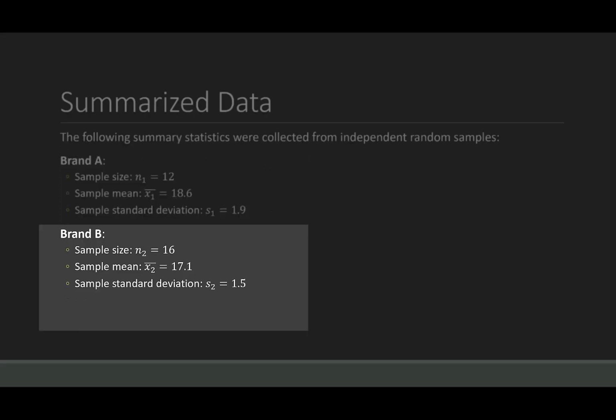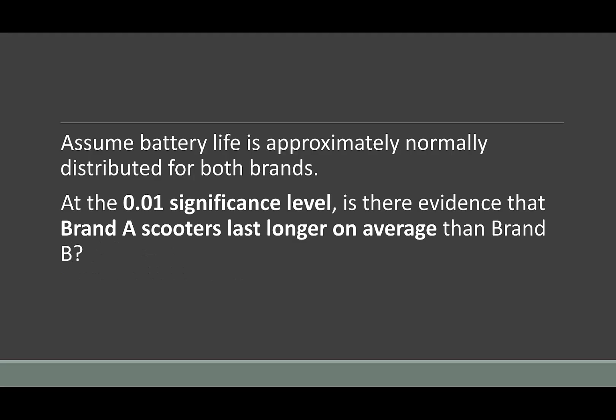For brand B, the sample size n2 is 16, the sample mean, x2 bar, is 17.1, and the sample standard deviation is 1.5. Assume the battery life is approximately normally distributed for both brands. At the 0.01 significance level, is there evidence that brand A scooters last longer on average than brand B?